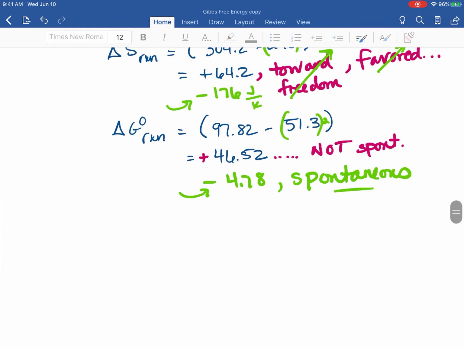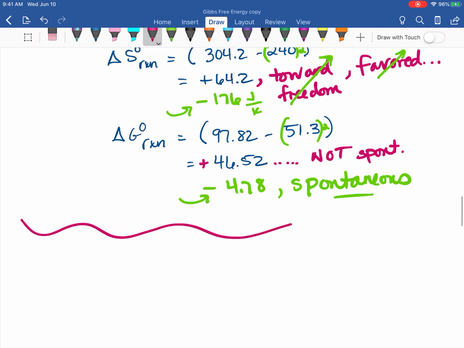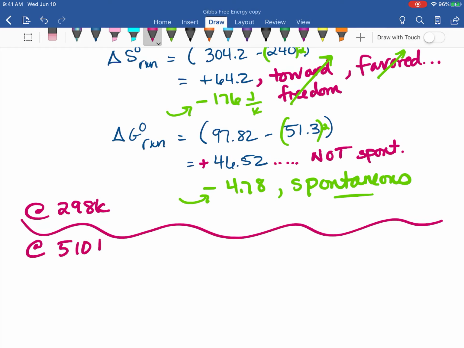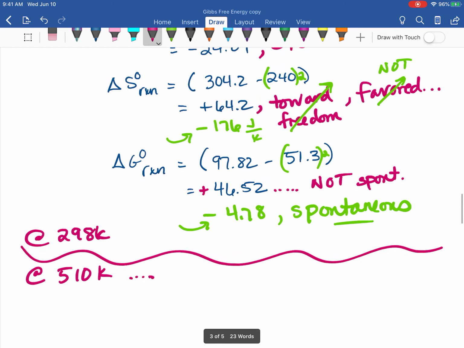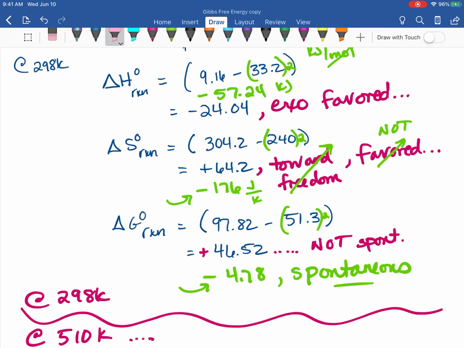Okay, so now let's sass it up, and then we're actually done with new material for this unit. We just solved this whole problem at 298 K. Well, shut the front door. We're not always at room temperature. What if we change the temperature and we try this reaction at, I'm just going to make up something, 510 Kelvin? Now we've got two things we need to keep in mind. Here is where that temperature comes in.